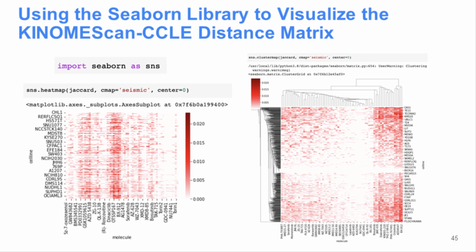So this is a Seaborn heat map function. On the right, you get a dendrogram of the same heat map. On the left, you can see that it's not clustered and everything is in the order we entered the data. But once we do the cluster map, we also have the clustering of the rows and the columns.